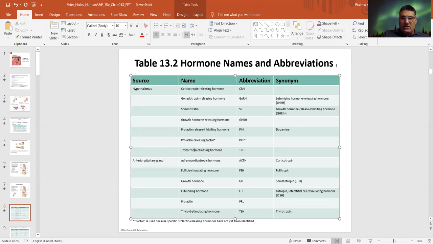Thyrotropin releasing hormone. Thyro is coming from the thyroid. Tropin, I mentioned it twice, stimulates the growth of something. So this is going to result in thyroid. So far we got the thyroid, we got the adrenal cortex, we got the gonads. Other than that, you also have these hormones.